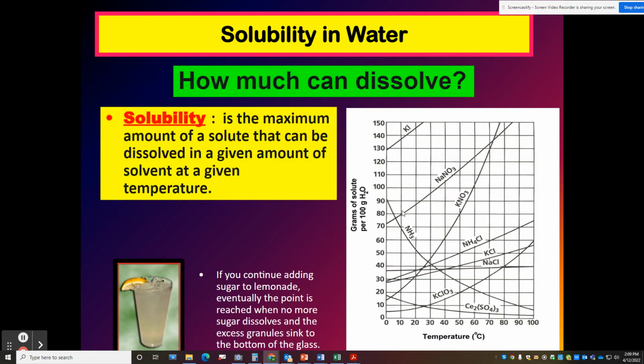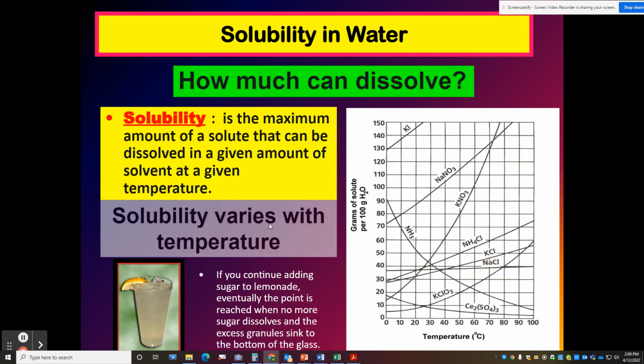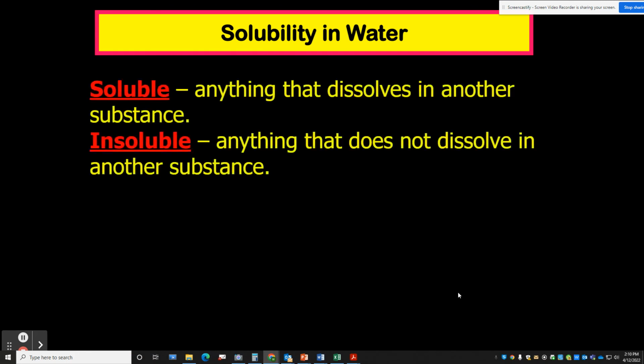All right. So solubility is the maximum amount of solute that can be dissolved in a given amount of solvent at a given temperature. It's going to vary with temperature. So if we look at this chart, most go up as temperature increases, except for a couple, and it goes down. So we would assume that this would be a gas. Okay. Now, we're going to talk real heavy on vocabulary.